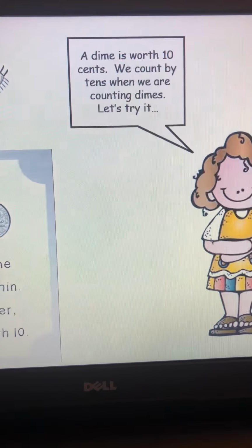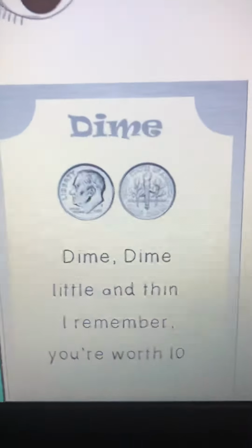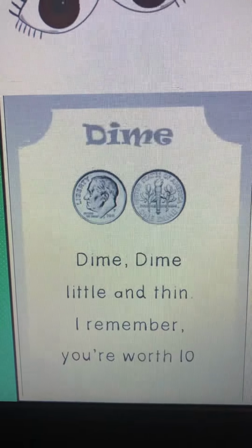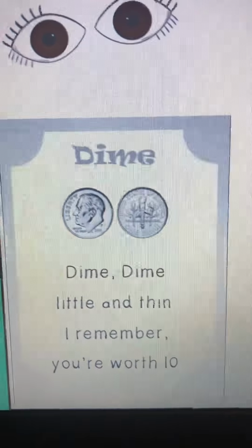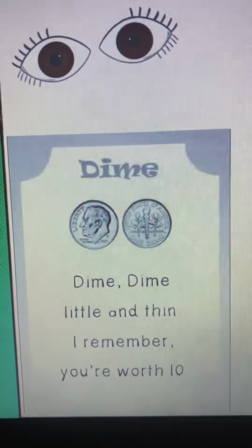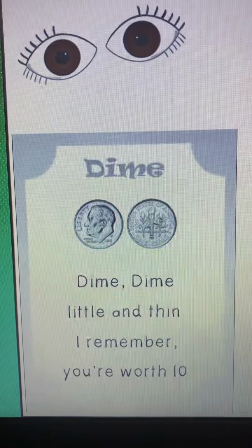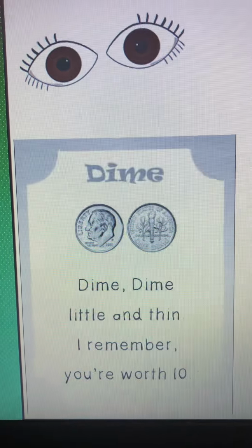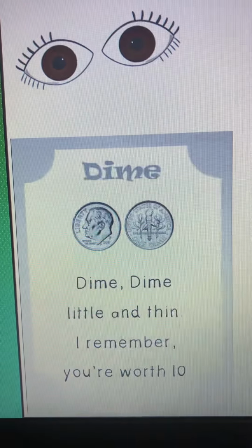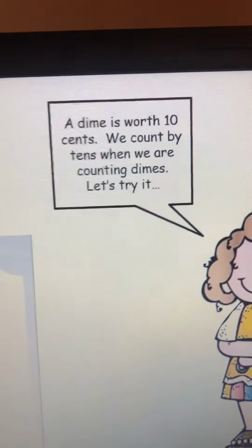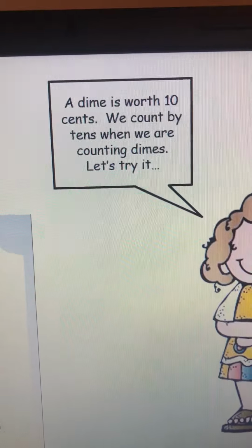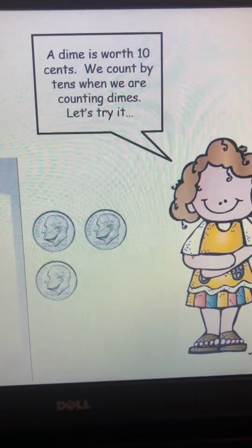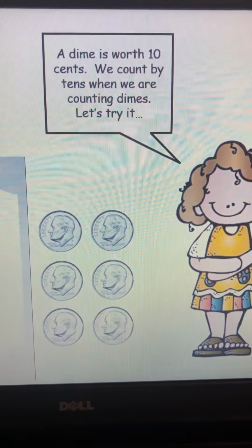And then the new one we're learning about today is the dime. This is what a dime looks like. It has President Franklin Delano Roosevelt's face on it. It looks a lot like a nickel, but it is a lot smaller than a nickel. So that's one way to remember that a dime is different than a nickel. It's the same color, but it's a lot smaller. And a dime is worth 10 cents. So we count by tens when we're counting dimes. 10, 20, 30, 40, 50, 60.